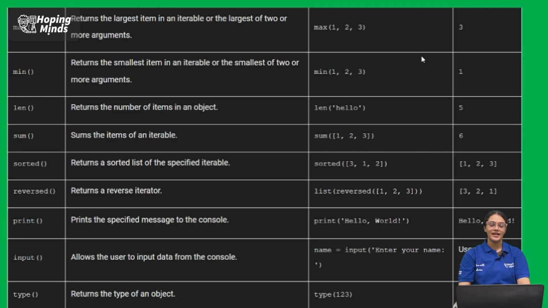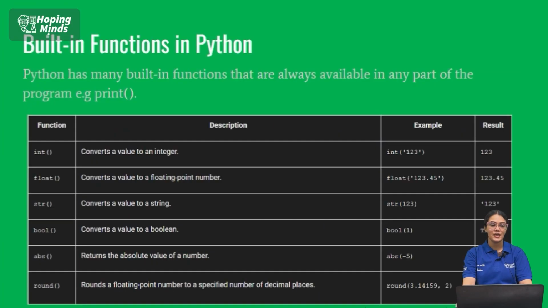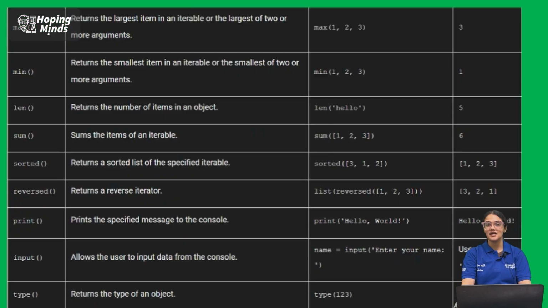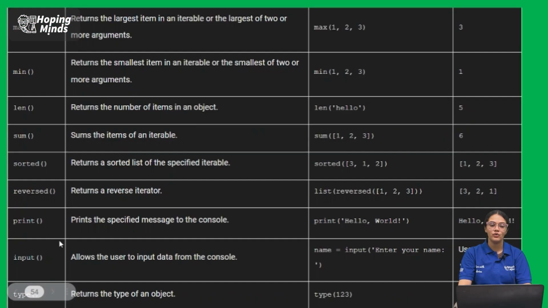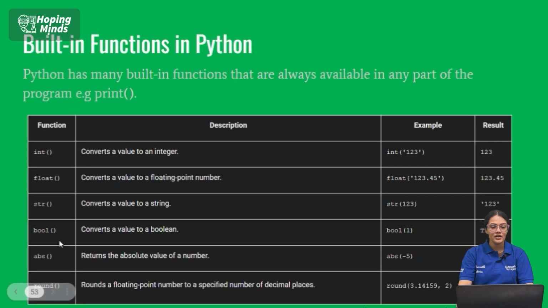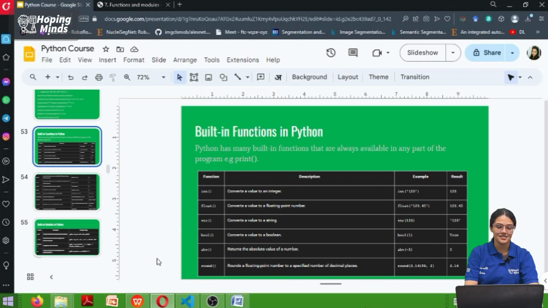So in a slide, I have shown various built-in functions. As you can see, the list is pretty long, and we have other functions also, but I have tried to summarize the main functions. So the first ones are int, float, str, bool, abs, round, and so on. I'll show you how to deal with these. Let us see using the terminal.